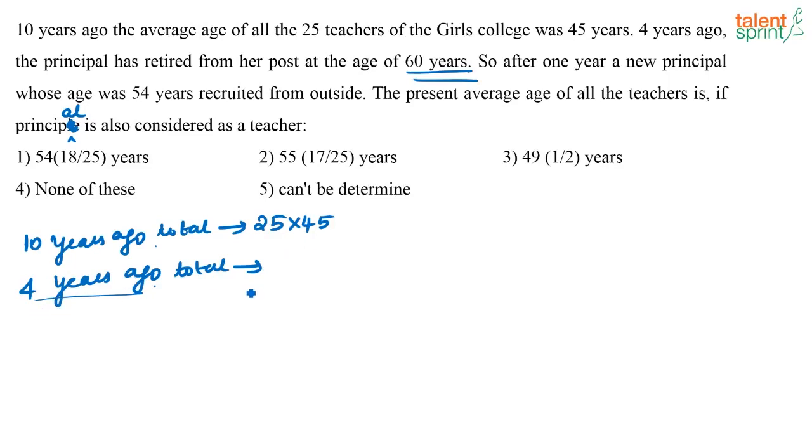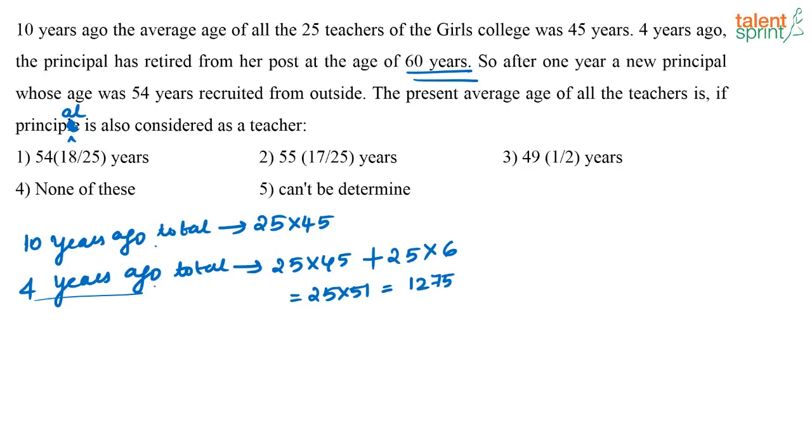So 4 years ago, what would have been the total age of all these 25 teachers? 10 years ago it was 25 into 45. Then in the next 6 years, each person's age increases by 1 every year, totally by 6 in the 6-year period. So the total age now will be 25 into 45 plus 25 into 6. So this is the total age of all the people 4 years ago. Okay, so what is this? This is nothing but 25 into 51, correct?